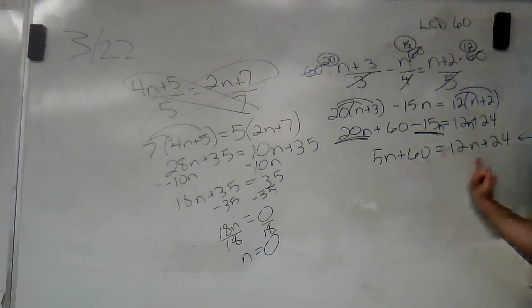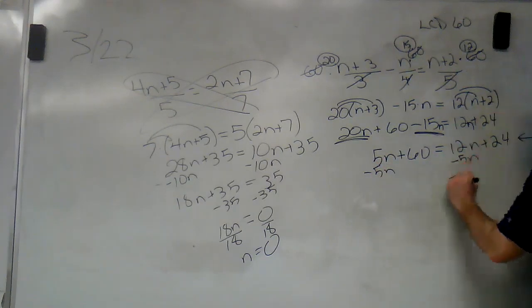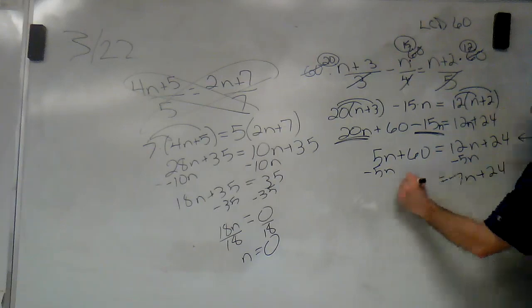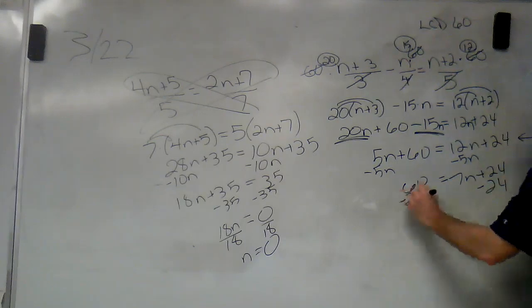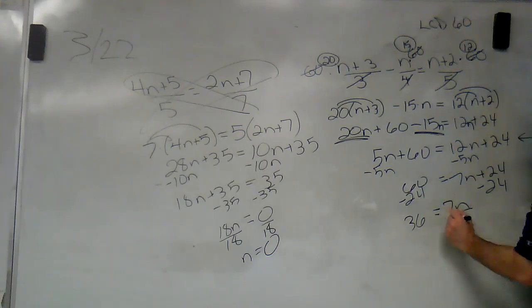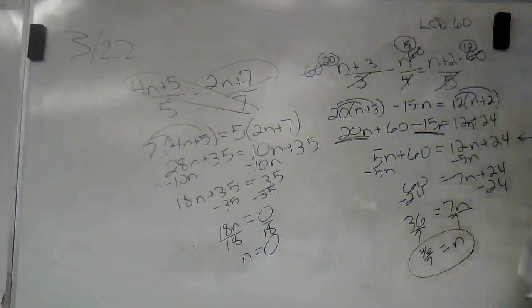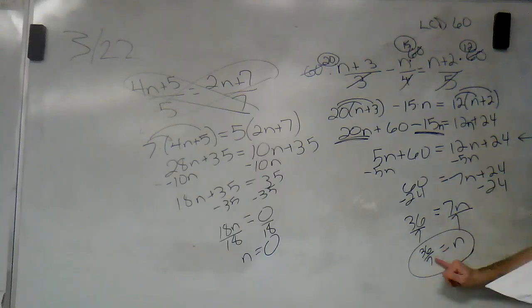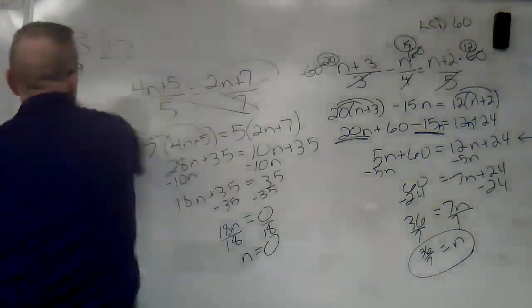Variable on both sides, find the smaller. The smaller is 5n, so let's subtract it off. 7n plus 24 equals 60. Let us subtract 24. What does that leave us with? 36 equals 7n. Divide by 7. n equals 36 over 7, which sometimes is how we're going to get it. They will not always come out as perfect answers. If on your test you get one, leave it as a fraction. If they count that wrong, they have issues. Just leave it as the improper fraction.